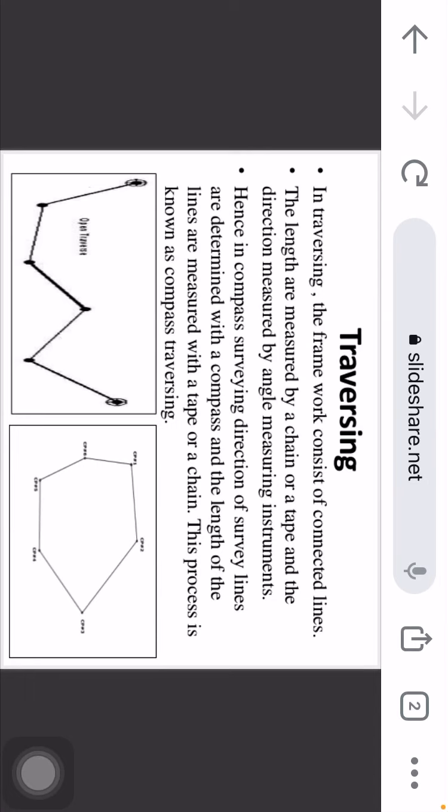Here you see there are two figures, one on the left side and one more on the right side. The figure on the right side is called a closed traverse.